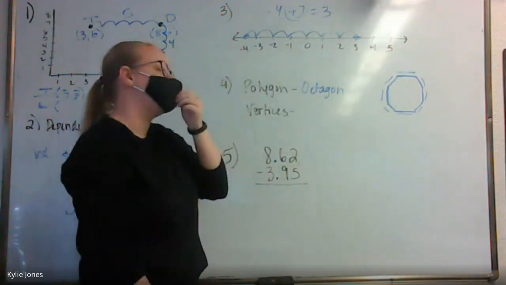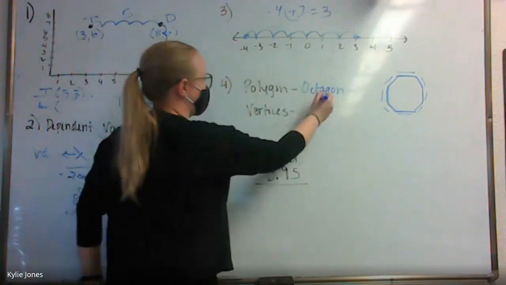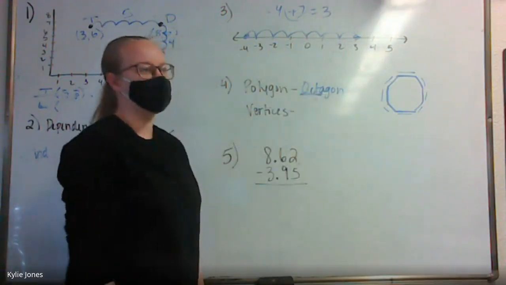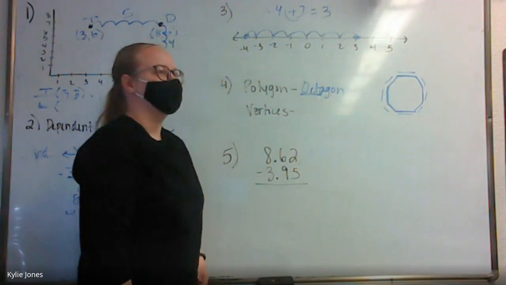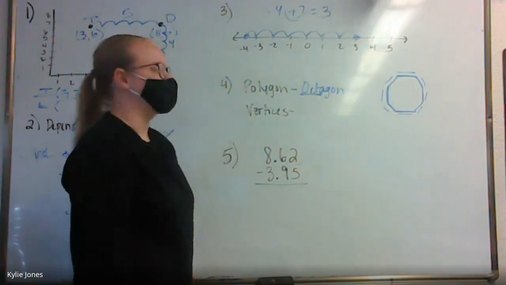Octopus has 8 on it. Yeah, this first part, octa, means 8. Octopus, octagon, right? The stop sign. Or a stop sign. Yeah, stop signs have 8 sides as well.